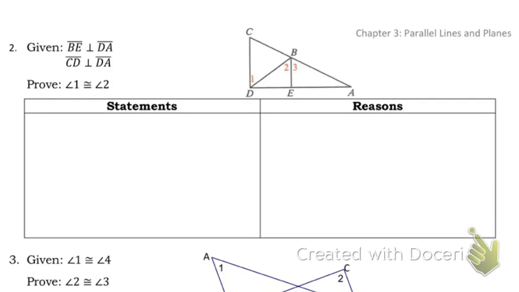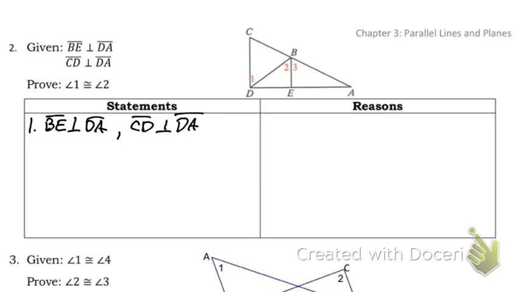2 is probably one of the harder ones. And so several of you might want to pay attention to this, especially if you have stuff wrong. So our first thing is our given. Our given is BE is perpendicular to DA, and CD is perpendicular also to DA. I need to show at the end of the day that 1 is congruent to 2.